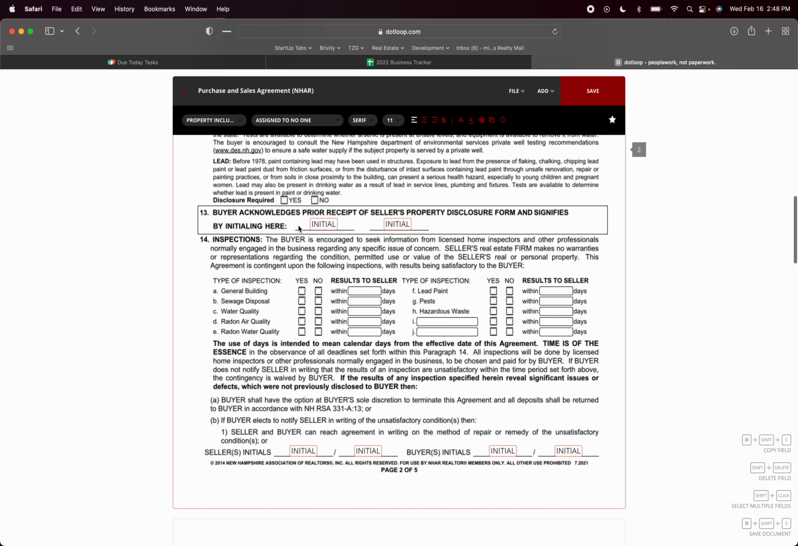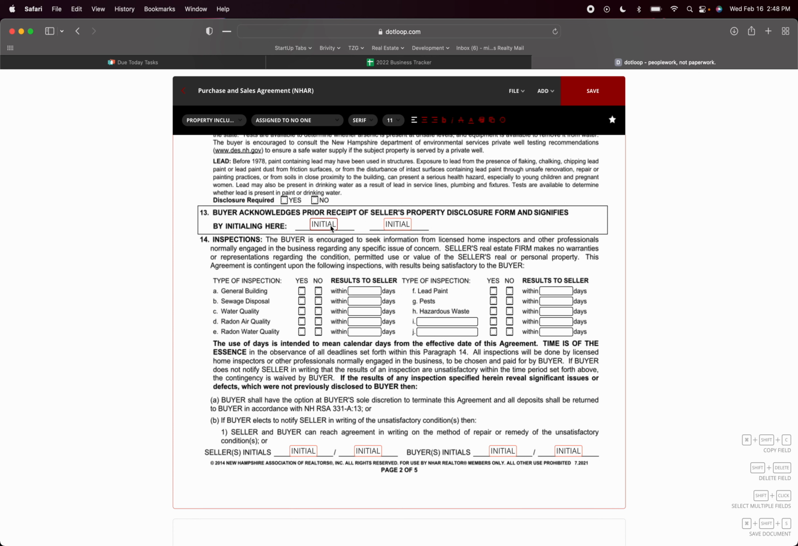Paragraph 13, buyer acknowledges prior receipt of seller's property disclosure form and signifies by initialing here. A lot of times we see people just have their buyers initial here without really thinking about what this means. Keep in mind that your buyers should be receiving and reviewing the property disclosure before they place an offer on a property. That is the expectation in the state of New Hampshire, and that is why this is here.